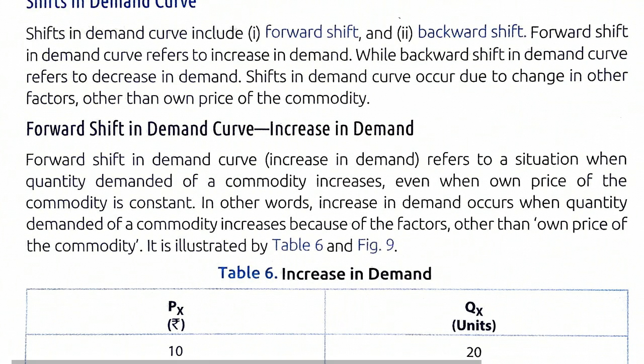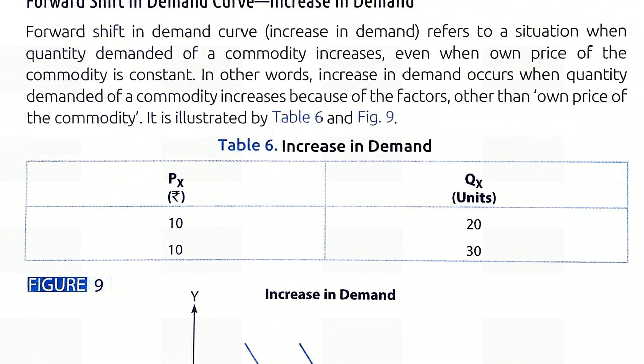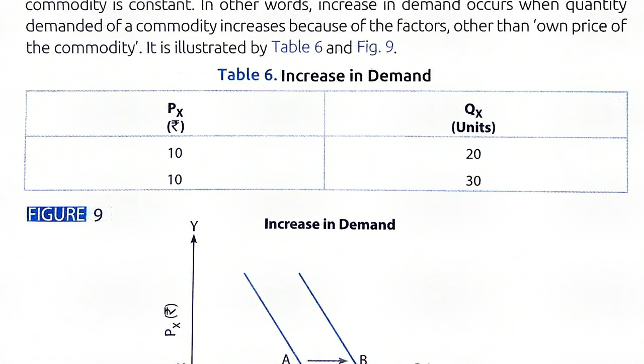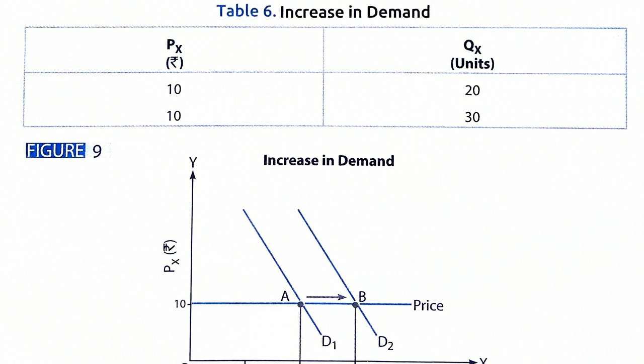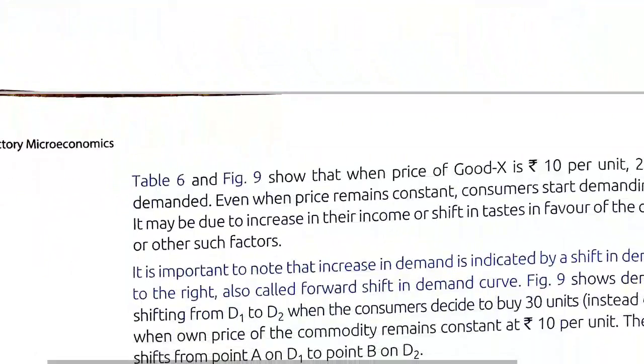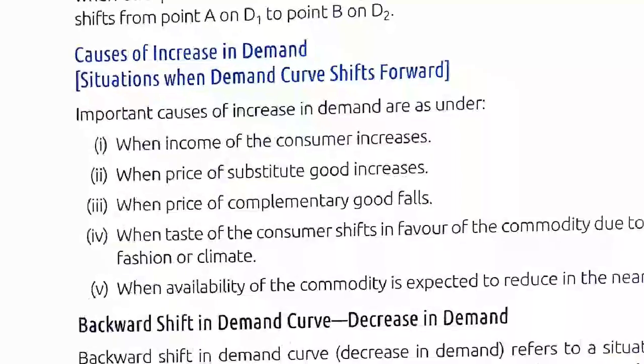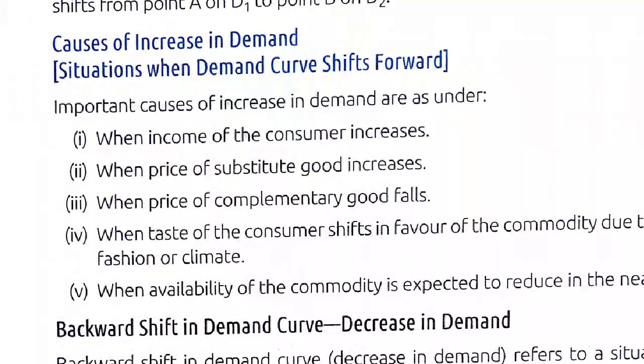So here you can see increase in demand. The price is same, but due to any other factor the quantity demanded is increasing. It is called increase in demand. So the demand curve shifts rightwards in case of increase in demand, and similarly when there is decrease in demand, that means when there is decrease in quantity demanded due to any factor other than price.